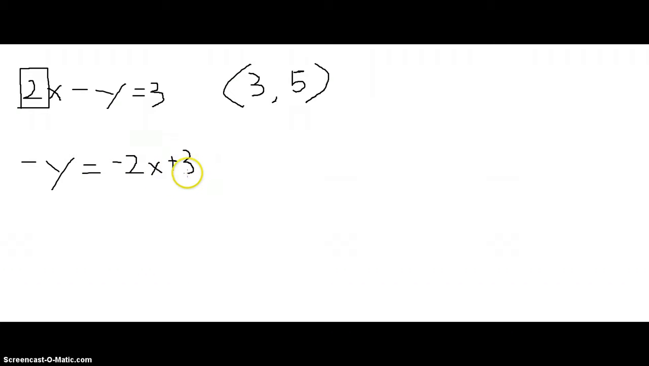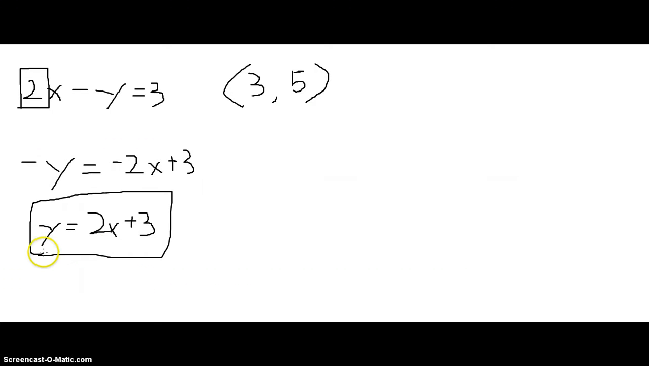Now, that's slope-intercept form, but we have this negative y here. We can't do that. So we're going to multiply each side by negative 1. And what we end up with is y equals 2x plus 3. You don't touch the b. You don't touch b. And there you go. That is this equation in slope-intercept form. Now we can get to work doing our parallel line.